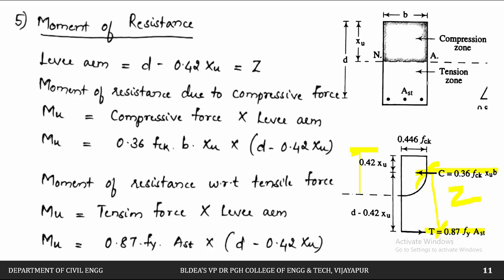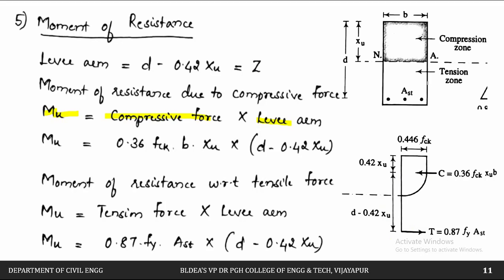So how do we calculate Z now? Z is nothing but, this total depth is D. Already we have calculated this value in the previous video, that is 0.42 xu. If you subtract this, the remaining will be D minus 0.42 xu. This distance between the compressive force and the tensile force, D minus 0.42 xu, is the lever arm Z. Next, we will calculate the moment due to this force about this point, or the moment due to this tensile force about this point.